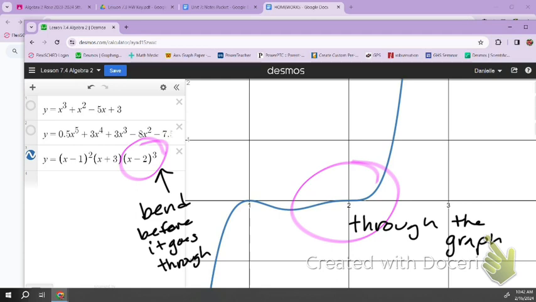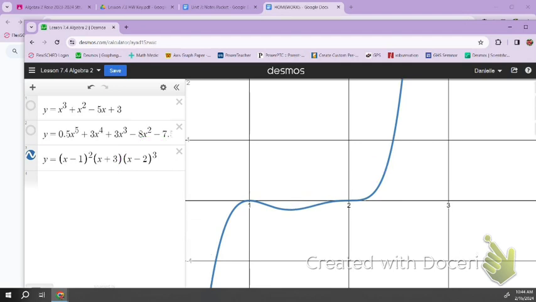So if this were a 5th degree, it would bend. Again, if this were a 4, this would also bounce or touch the x-axis. Questions? Okay, we're going to do our quick notes. So shut your Chromebooks. Quick notes. Shut your Chromebooks.